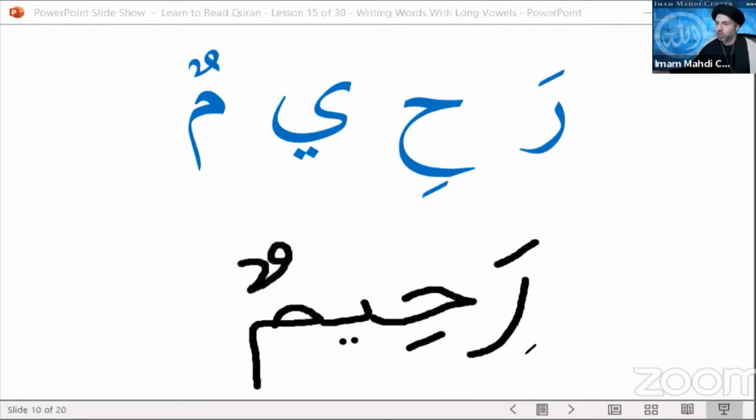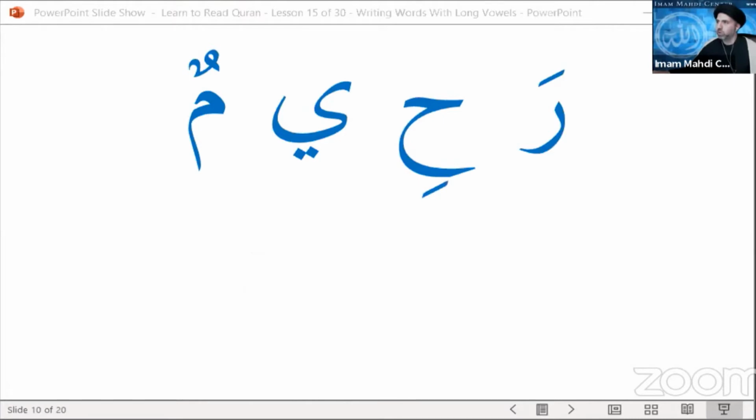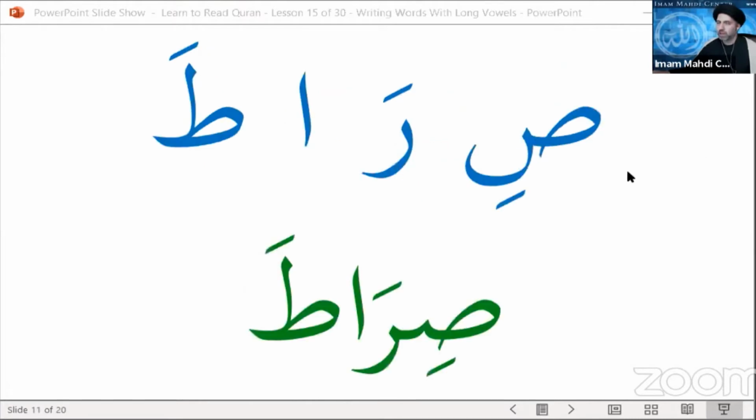So we have the word rahimun. Our next word has 4 letters. We have sad with kasra. This will be pronounced si. Then ra with fatha followed by alif. So again, the fatha and alif combination. So this ra and this alif will be pronounced together as ra. And then we have ta with fatha, which gets pronounced ta.